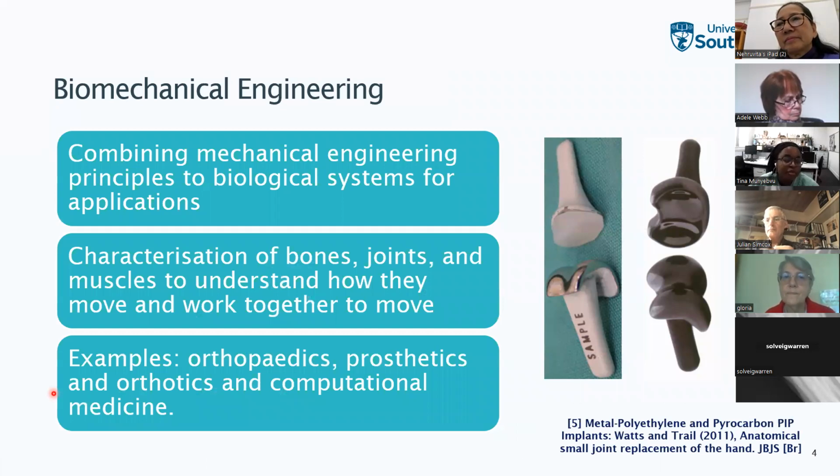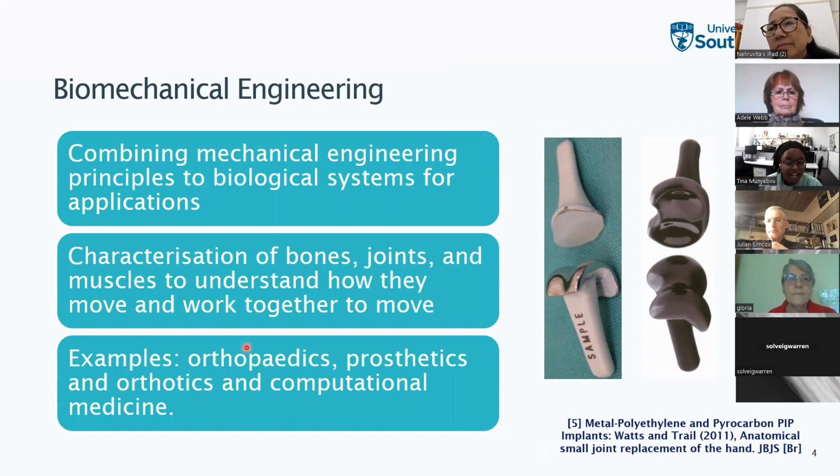Well, it's a field where we apply mechanical engineering principles to biological systems. Some of our analysis involves characterizing the bones, the joints, and the muscles to really understand how they work individually, but then how they work together to move the whole system. Examples of where this can be applied are orthopedics, prosthetics, orthotics, and what I've mentioned here also, computational medicine. I'll get into the computational medicine stuff later because that's the main focus of my project.